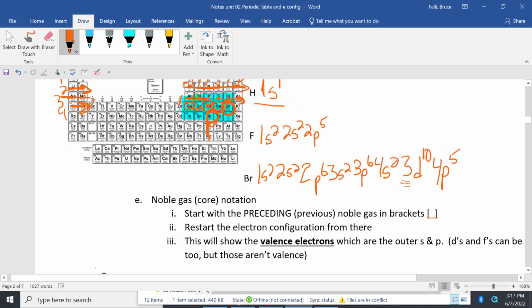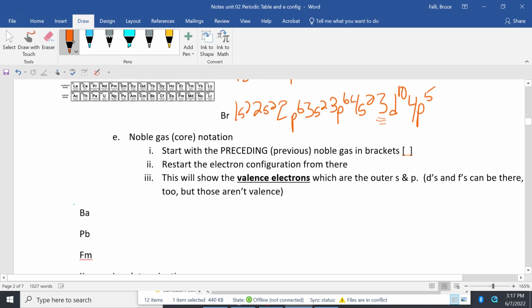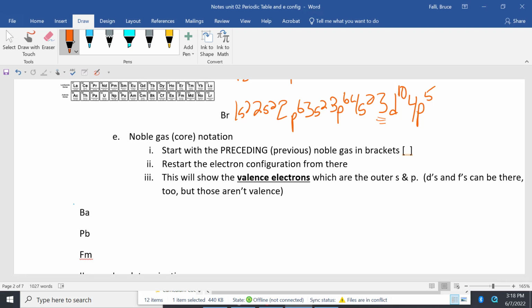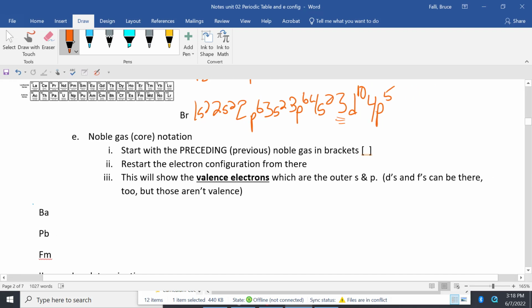Noble gas core notation. Start with the preceding previous noble gas in brackets, and restart the electron configuration from there. This will show the valence electrons, which are the outer S and P. D's and F's can be there too, but they aren't valence.